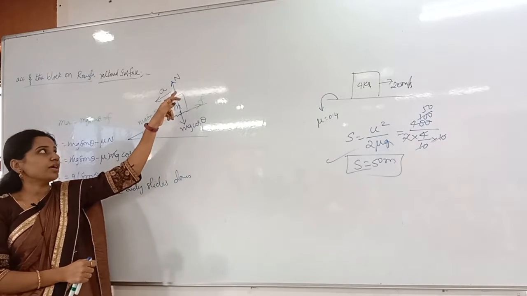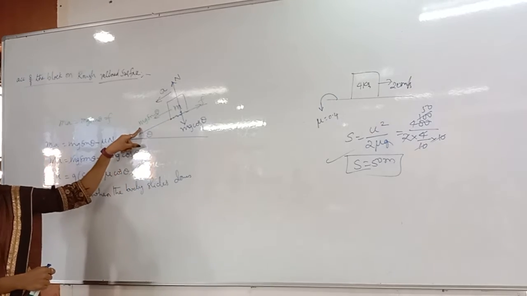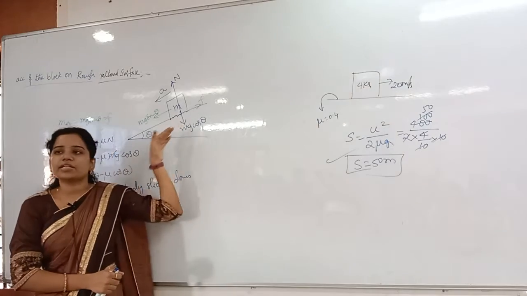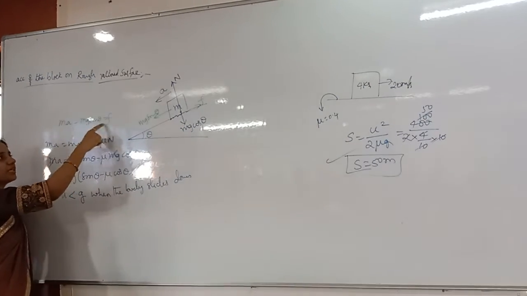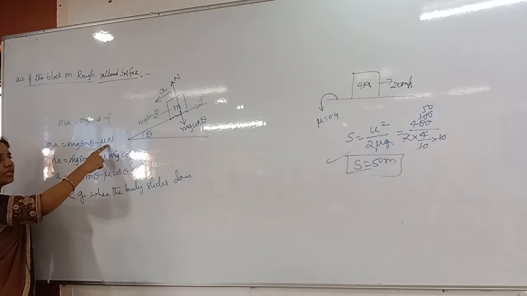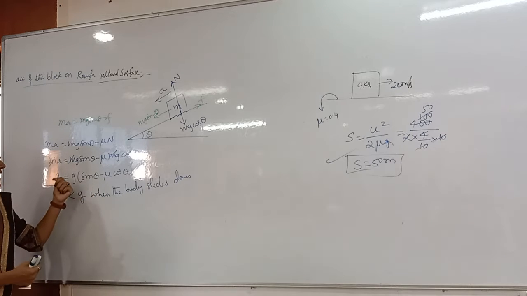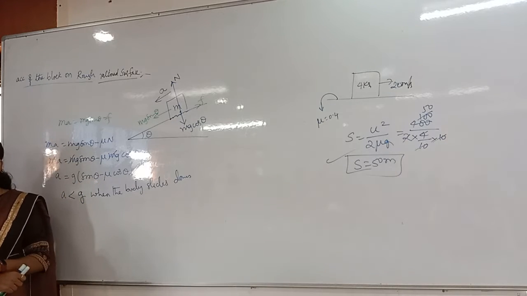So it is moving with what acceleration? Acceleration a down the inclined plane, with what force? Mg sin theta. It is coming down, so friction will act in which direction? Opposite direction. So ma is equal to mg sin theta minus friction, which is mu into N, mu into mg cos theta. Then m gets cancelled everywhere and a is equal to g sin theta minus mu cos theta.